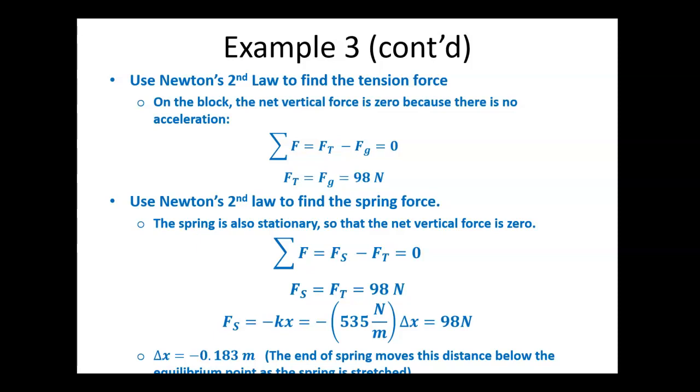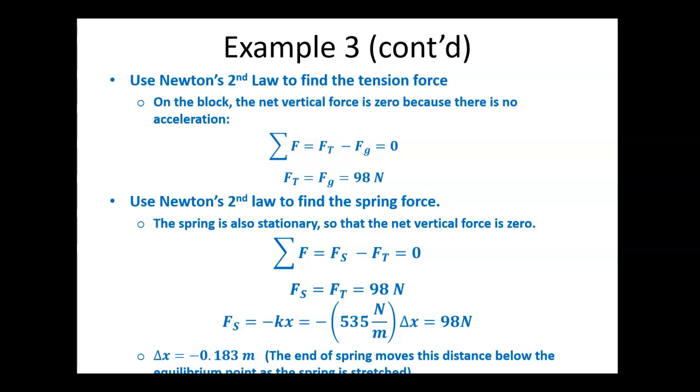We know that because of Newton's first law. Therefore, the tension force is balancing the gravitational force, and since it's a 10 kilogram block, 10 times 9.8 is 98 newtons. So we have found the tension force in the rope. It's 98 newtons. So now we also want to find the spring force.